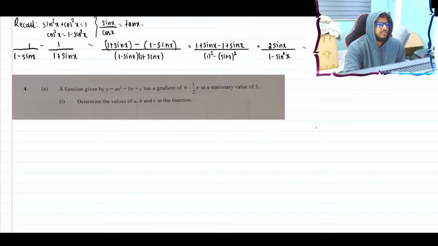A function given by y is equal to ax squared plus bx plus c has a gradient of 9 minus a half x and a stationary value of 5.